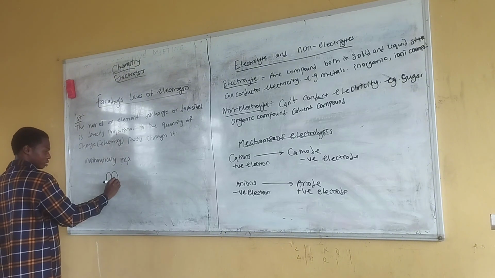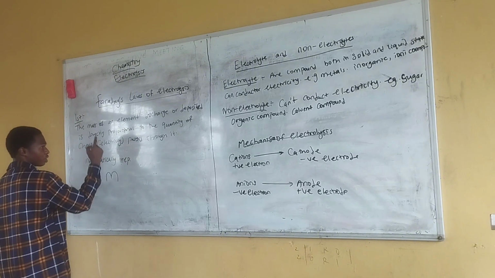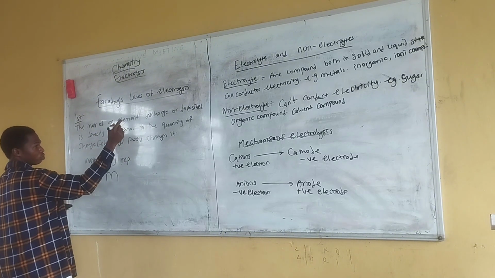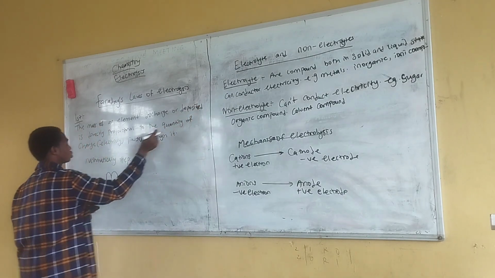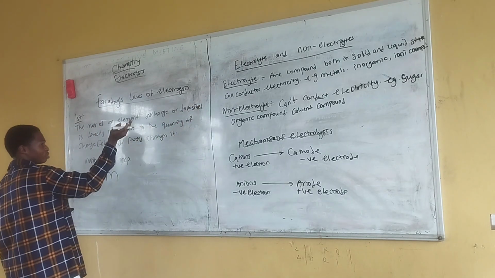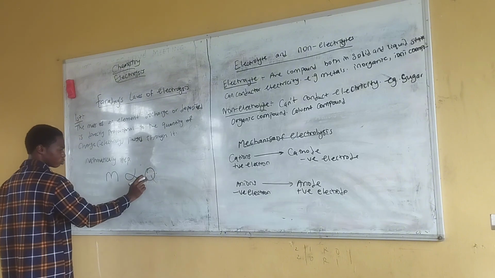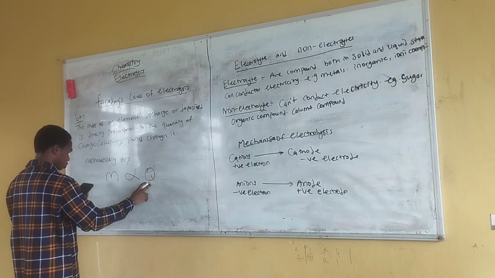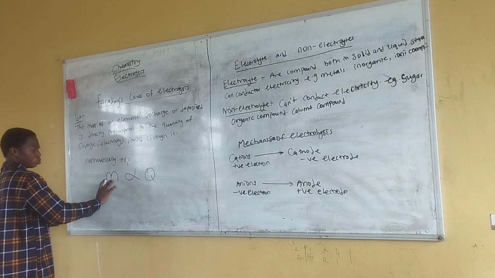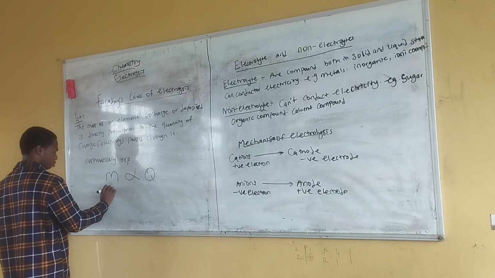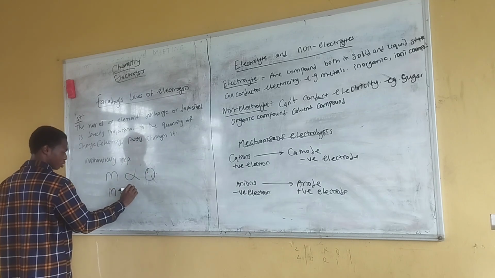The mass of what? Of an element deposited or discharged. You can say liberated or discharged is directly proportional to the quantity of charge. This quantity is in coulombs. So if you want to express this, the mass m is equal to kQ.